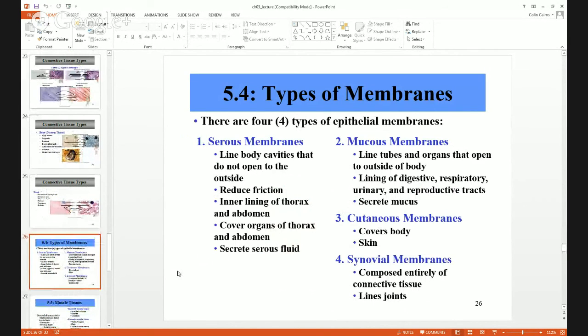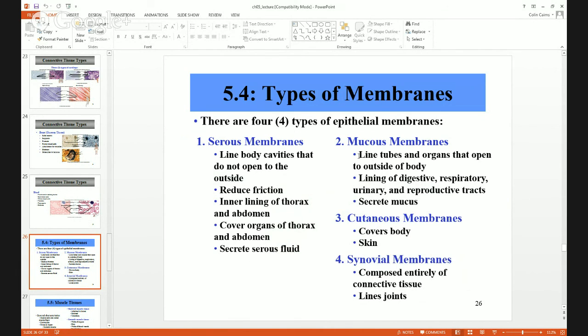Now we talk about the types of membranes. There are 4 types of membranes. Serous, which lines the body cavities. So you'll find it in the inner lining of the thorax and abdomen. It covers the organs of the thorax and abdomen and secretes the serous fluid.